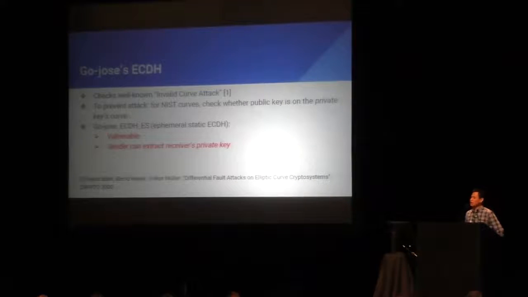So the next problem is I looked at the ECDH implementation in go-jose. And then, the first step is to check the well-known attack, the invalid curve attack. For elliptic curves, you have to check whether the public key is on your curve. Otherwise, the attacker can send you a public key on a different curve with a small order, and then use the Chinese remainder theorem to extract the private key. And then go-jose doesn't have any check. One of the reasons is the Go standard library doesn't have ECDH. So the developer has to do it themselves, and you can guess that they missed this critical check.